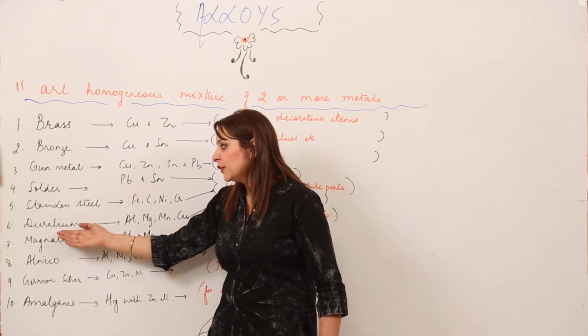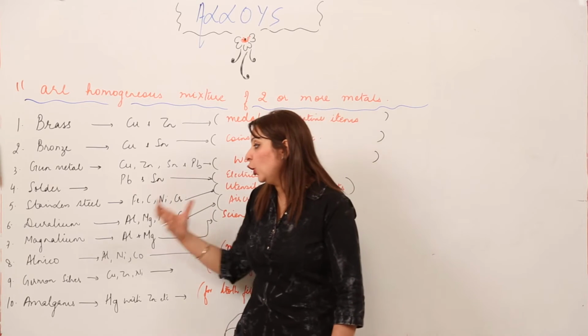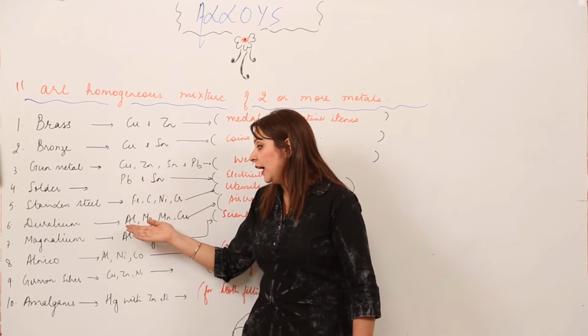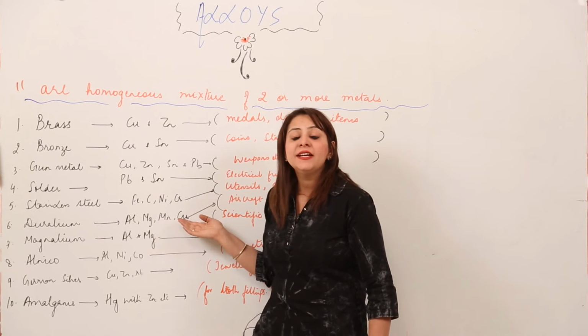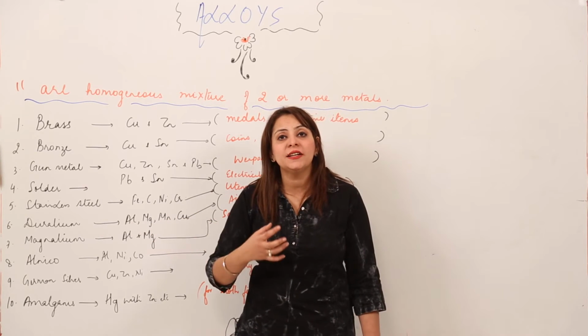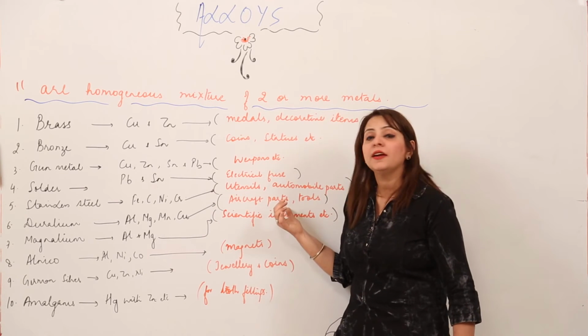Next is duralumin. See, duralumin plays a very important part because it is an alloy of aluminium, in which the aluminium is mixed with magnesium, manganese and copper, and it has the property that it is lightweight, and due to this property it is used in making aircraft parts.